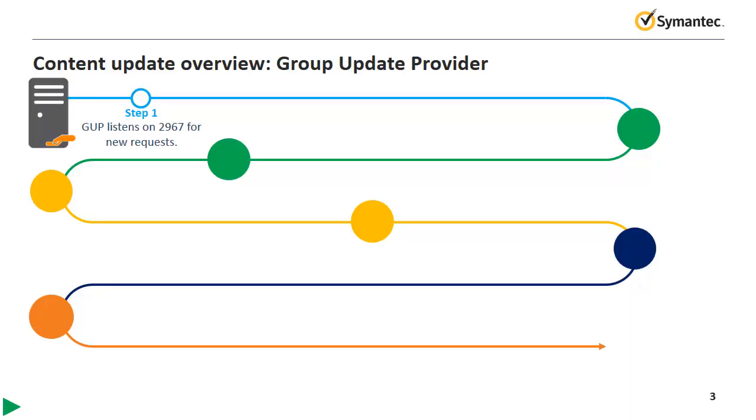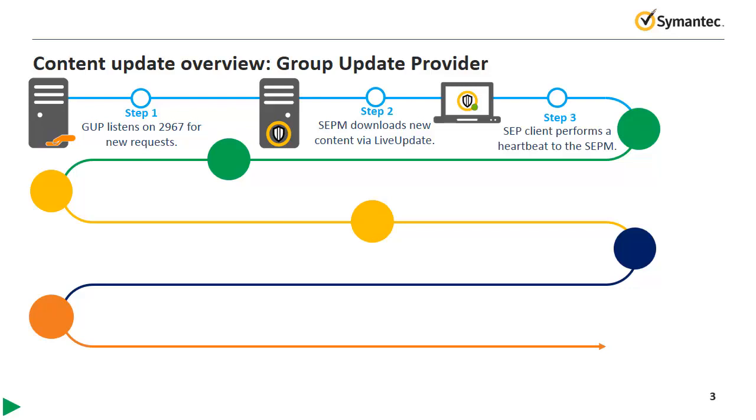In the first step, the GUP wakes up and starts to listen on port 2967 for new requests. In step 2, LiveUpdate runs on the SEPM and new content is downloaded. Then the SEP client performs a heartbeat to the SEPM. But when it checks in with the GUP, the GUP doesn't have the content, so it contacts the SEPM.